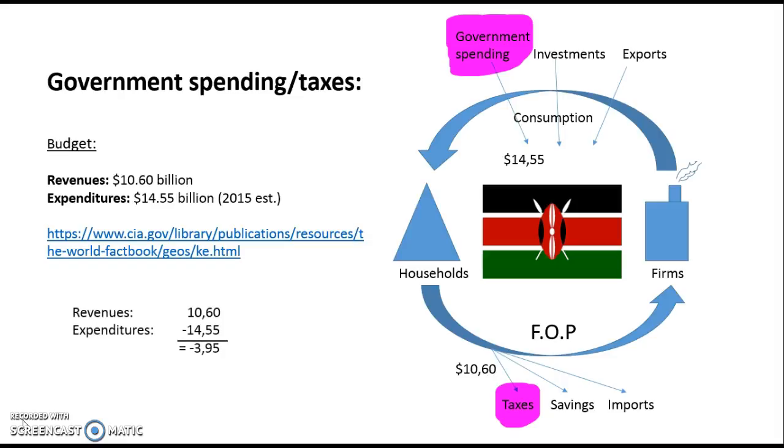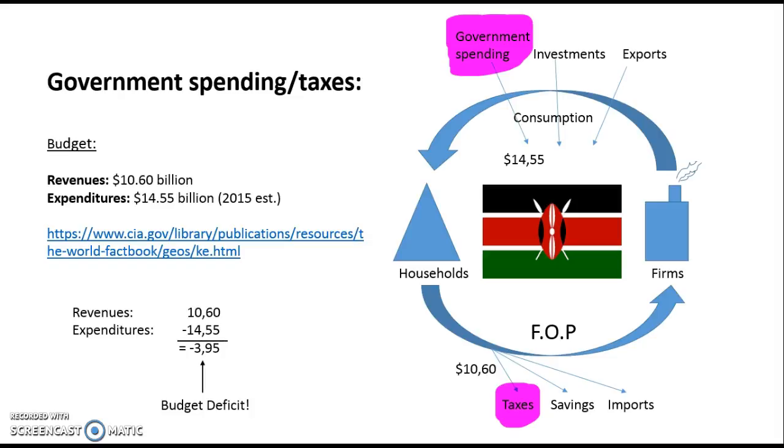Through some math, I figured out that the government is losing on this because obviously they're putting in more money than they are getting out through taxes. So this is called budget deficit, and they have that on negative $3.95 billion, which means that they spent more than they got in, and they had a deficit of negative 3.95.